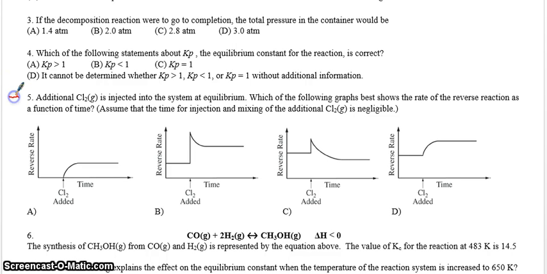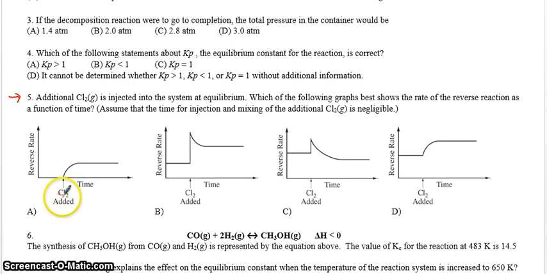And number 5 says additional Cl2 is injected into the system at equilibrium. Which of the following graphs best shows the rate of the reverse reaction as a function of time? Assume that the time for the injection is negligible. Okay, so we have 4 possibilities.